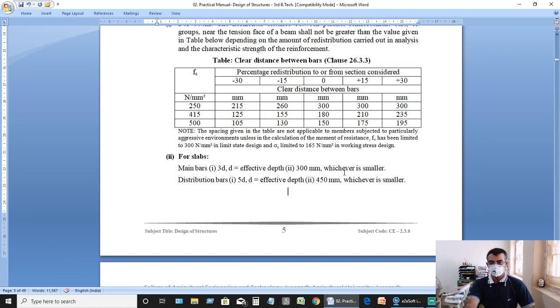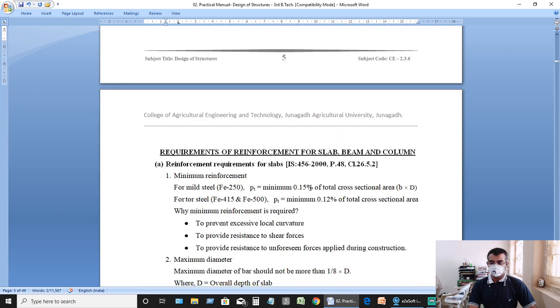So in the last lecture, I think we discussed the reinforcement spacing between bars. In that we discussed the slab, right? That was 3D and 300, whichever is less, and 5D and 450, whichever is less.